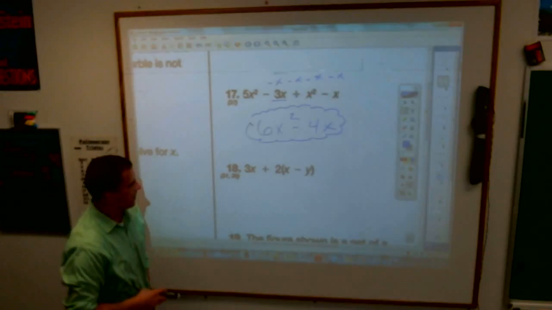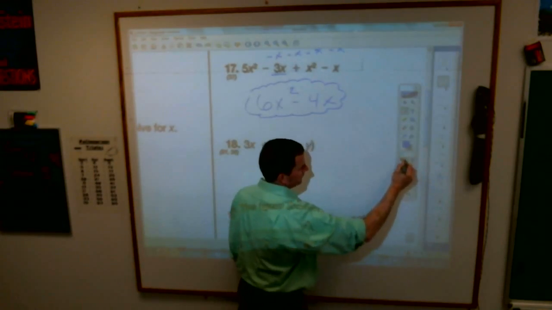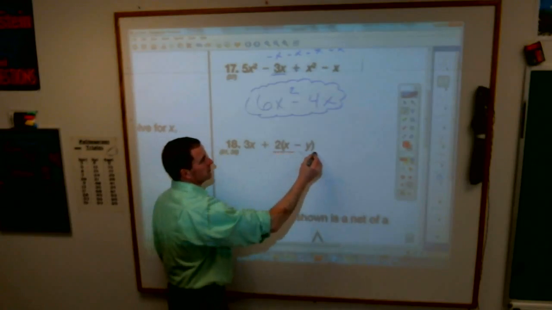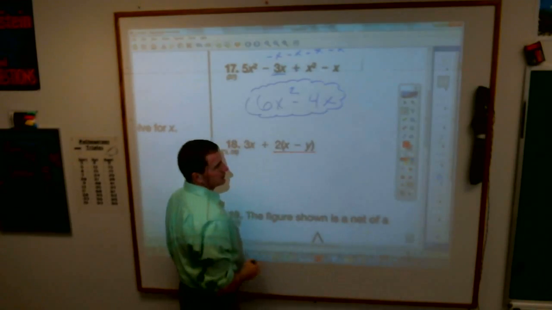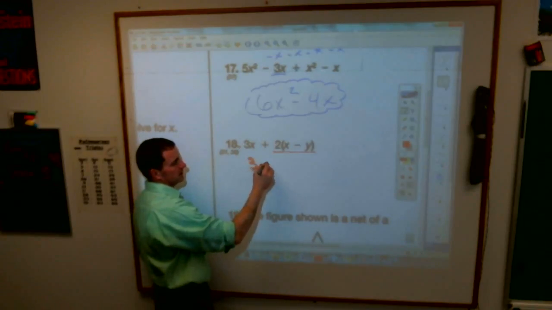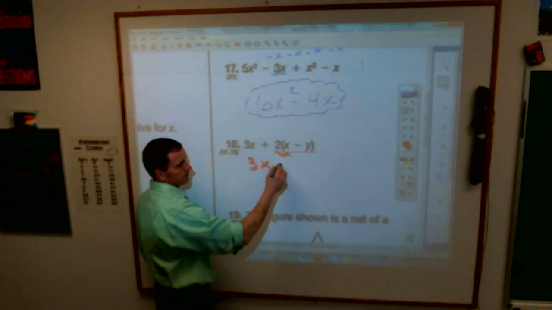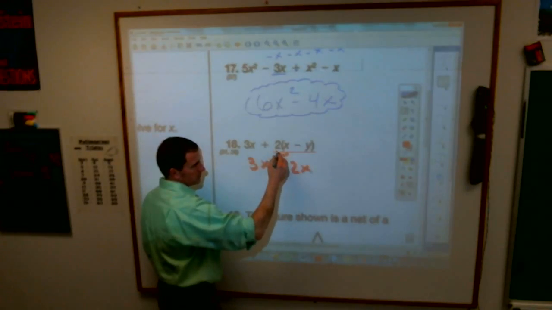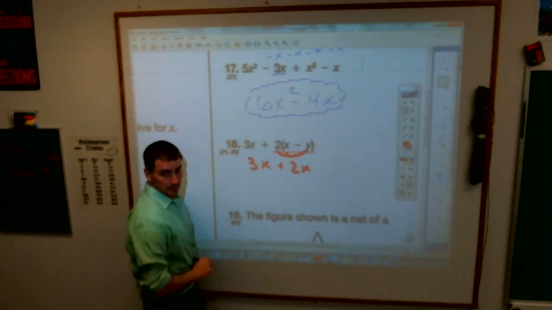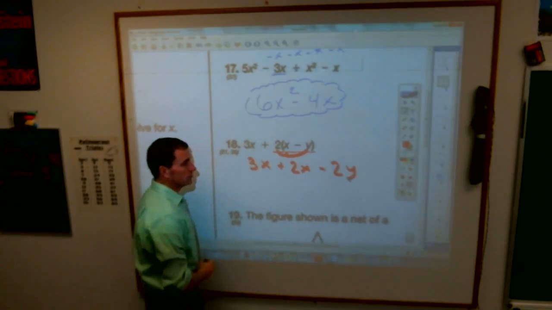Mitch? 18. Look, 18 is kind of the same thing, except you have to do what property first before you can combine? The distributive property. What do I do with this? I have my 3x that stays. What's 2 times x? Mitch? 2x. What's 2 times a negative y? Negative 2y. And here we go, same old story.